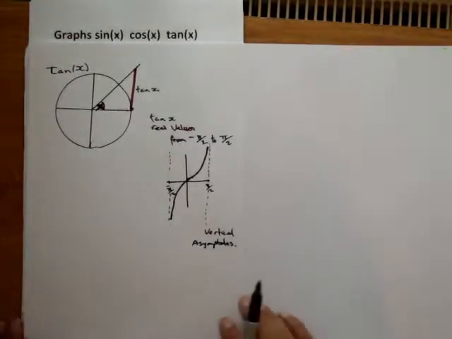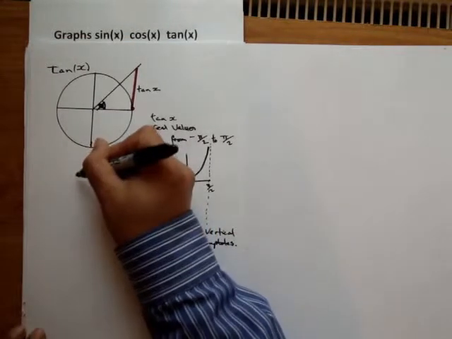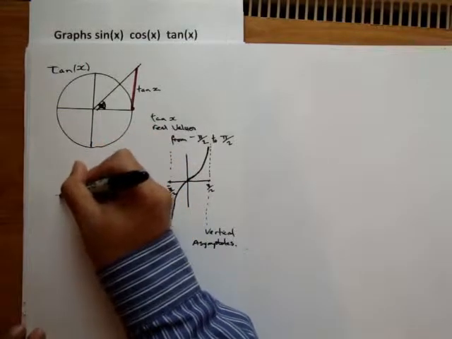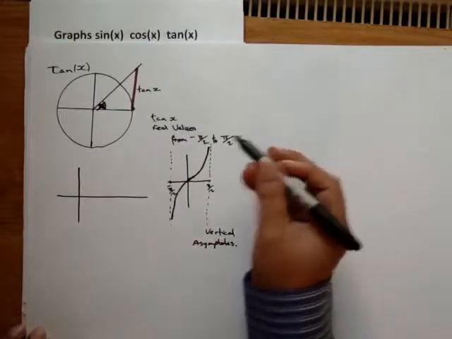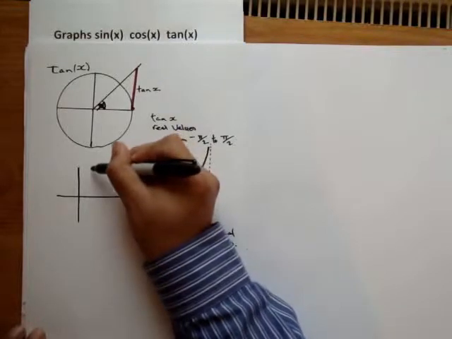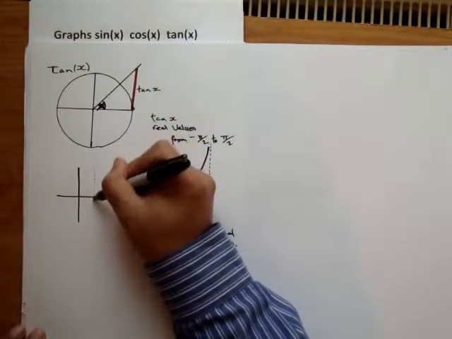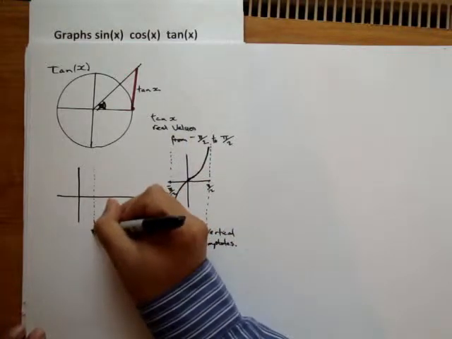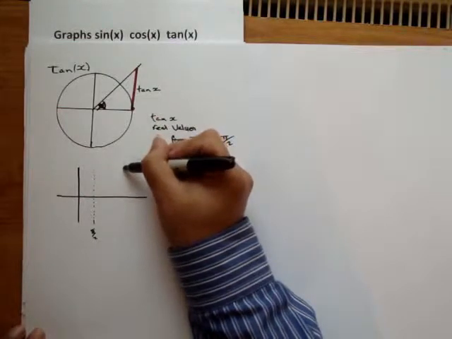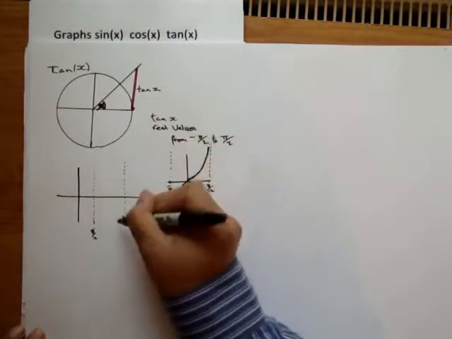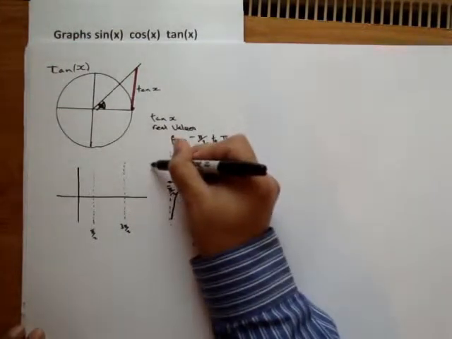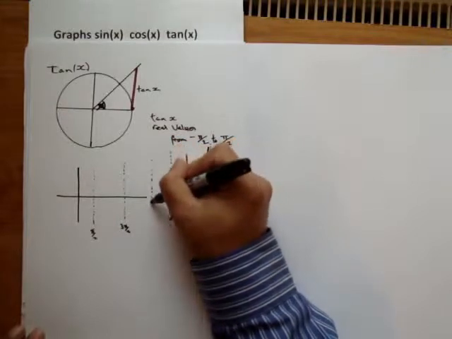If we want to draw from 0 to 2 pi, what we do is first we draw in the vertical asymptote, so this would be an asymptote at pi over 2, then an asymptote at 3 pi over 2, and then an asymptote at 5 pi over 2.